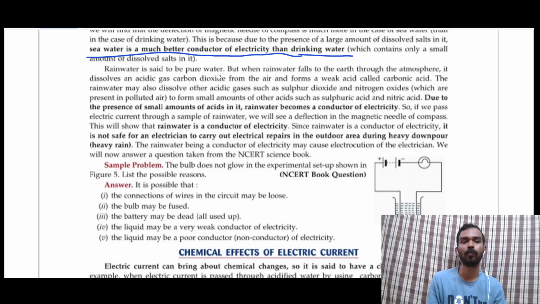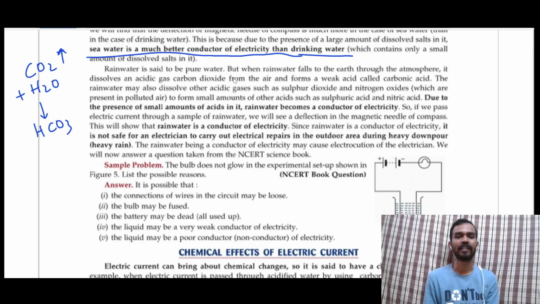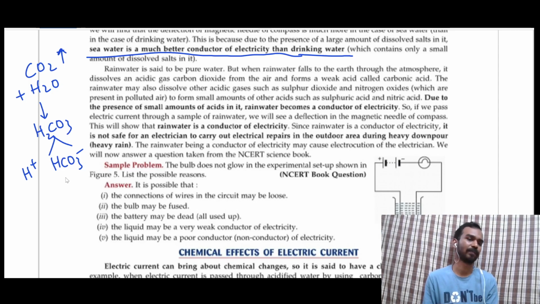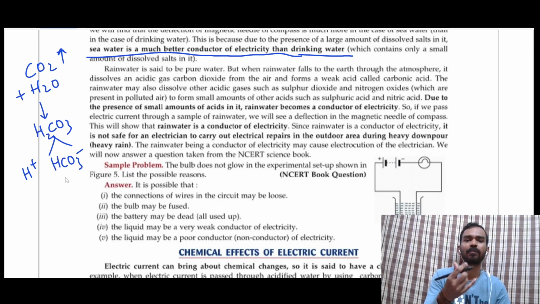Rainwater is pure water, but right now we have introduced a lot of carbon dioxide into our atmosphere, which reacts with rainwater and forms some amount of carbonic acid. This acid can dissociate into H plus and HCO3 minus, so some carbonate ions will be there. That carbonic acid is also a conductor. So that makes rainwater a good conductor of electricity.